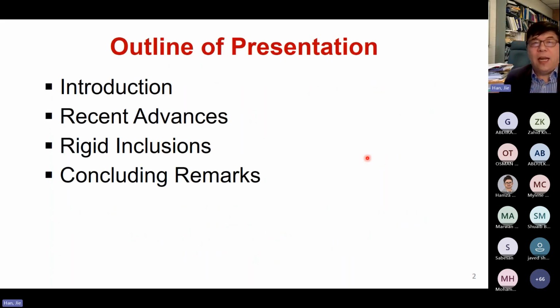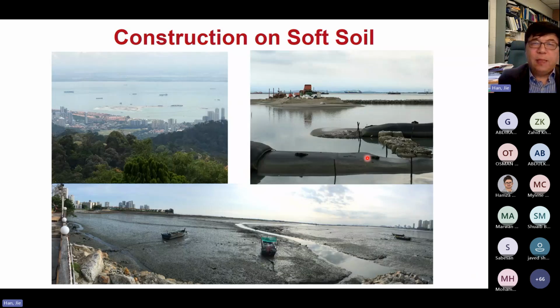But here's the outline of my presentation. Start with the introduction to show you the problem we face. And I think even though we are in different countries, probably you will face similar problems. And then we'll talk about recent advances in ground improvement technologies. Then we'll talk about rigid inclusions. And at the end, a few concluding remarks.